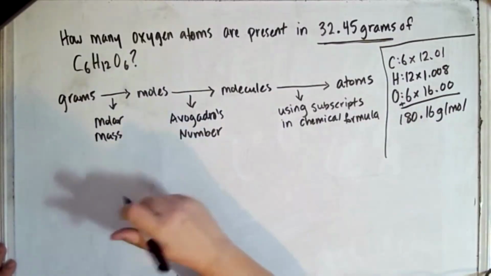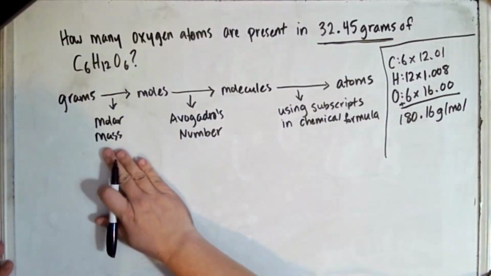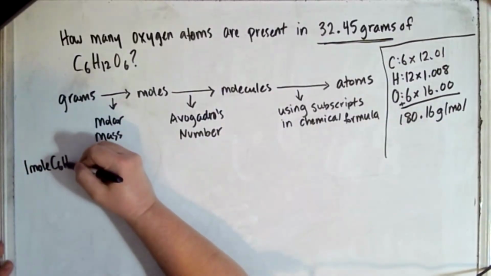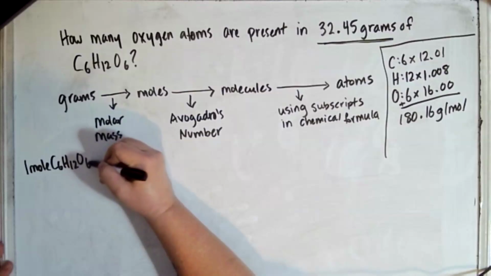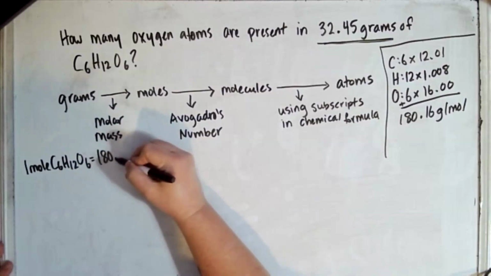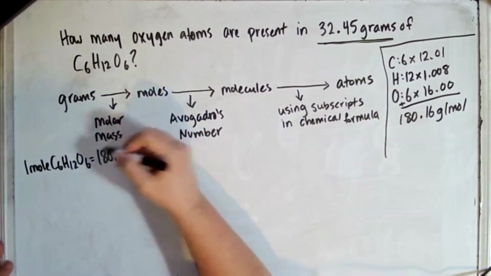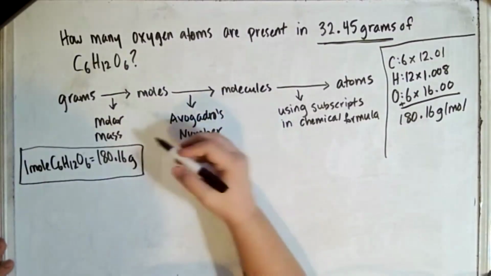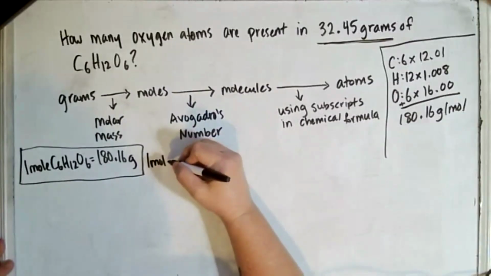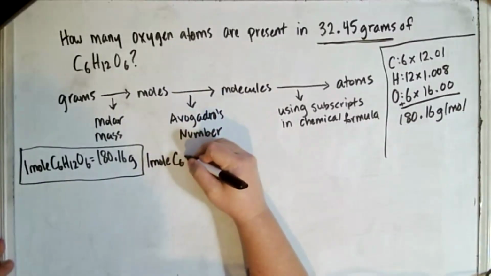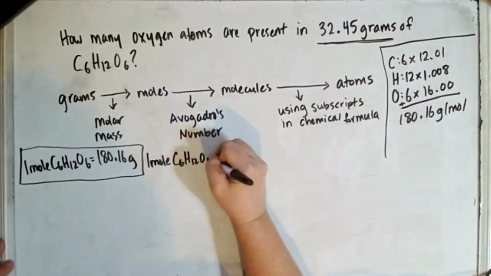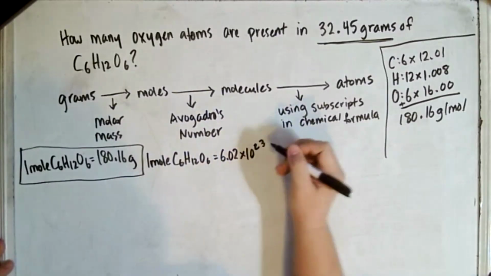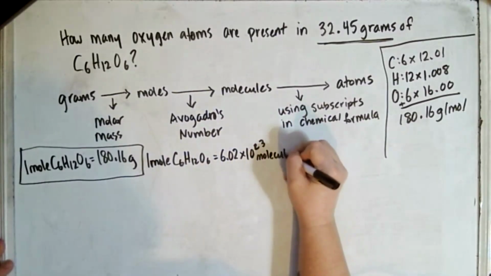Okay. So now each of these equalities that we're going to need for our molar mass, the equality that we can make is for every 1 mole of our glucose, it's going to be 180.16 grams. Okay, that's equality number 1. Equality number 2 is going to be Avogadro's number, which tells us that every 1 mole of our compound, we're going to have 6.02 times 10 to the 23 molecules of that compound.